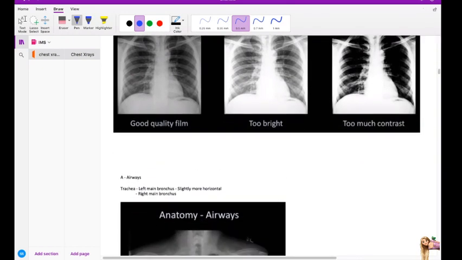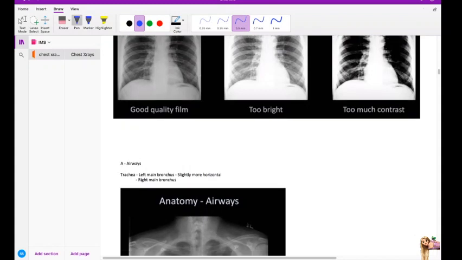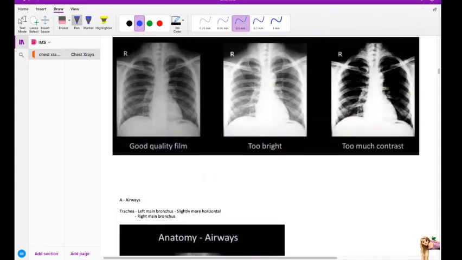Now we'll come to the approach, the ABCDEF. Okay, waiting.